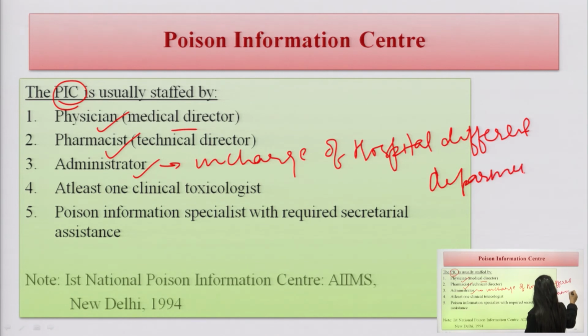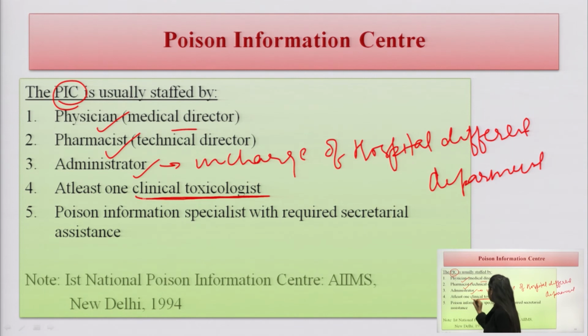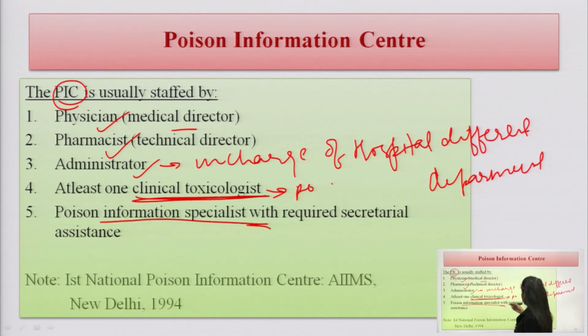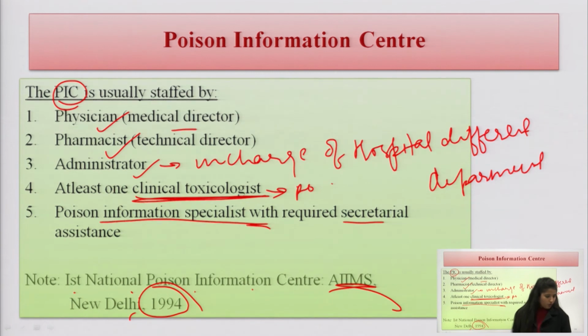And as it is the Poison Information Center, of course there should be a member called a clinical toxicologist who studied about the poisons. And there is a Poison Information Specialist with required secretarial assistance. One point which needs to be noted here is that the first National Poison Information Center is in AIIMS, New Delhi, in 1994.